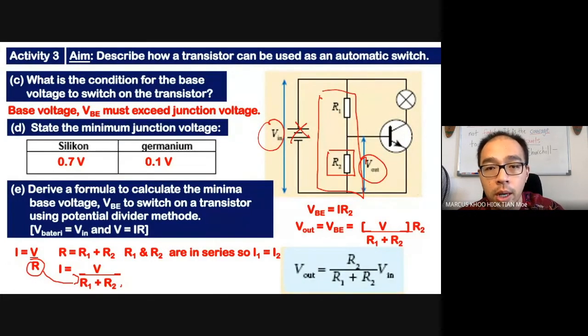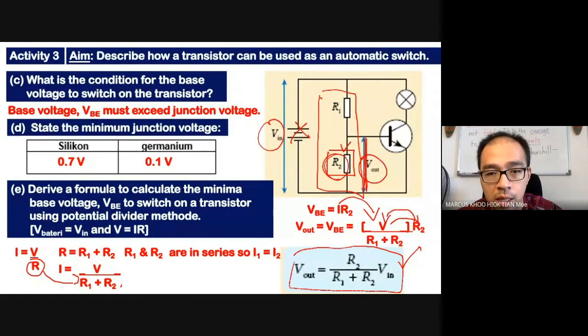Now the junction voltage is I times R2, because the current is flowing here, so the junction voltage depends on R2. You put in the I: I equals V over R1 plus R2, times R2. Then you move things around, swapping R2 and V, and I will get this. This is the derivation, not so much to worry about, but this is the most important thing. We call this the potential divider formula.